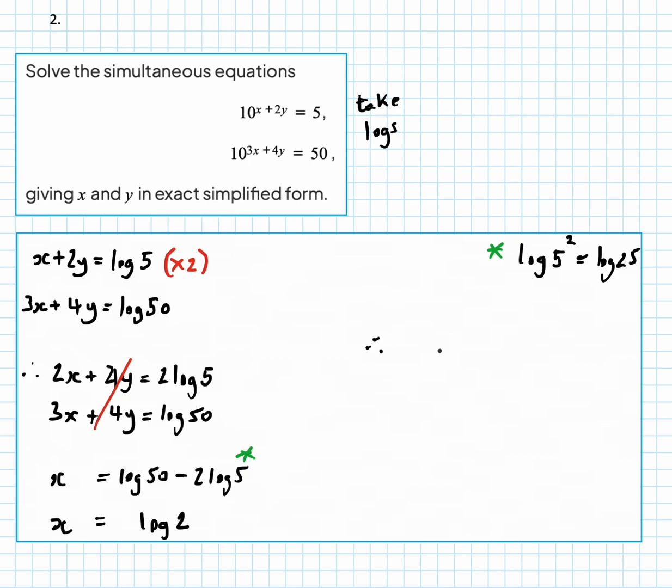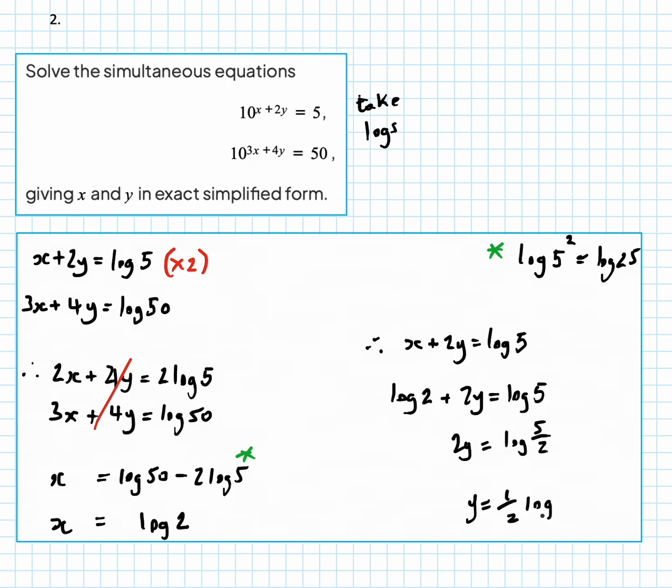From there, I think we can just substitute in. So we had x plus 2y equals log 5. So x is log 2. So log 2 plus 2y is equal to log 5. And from there, we can get y. So 2y is equal to log 5 over 2. And so y is equal to 1/2 log 5 over 2. And x was log 2. So there are two values in exact simplified form.